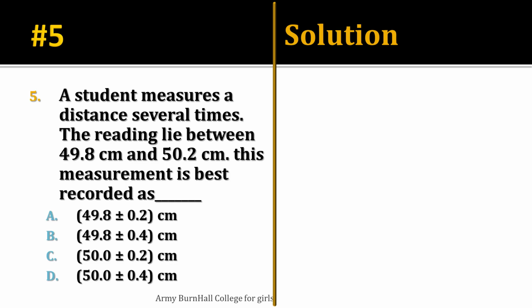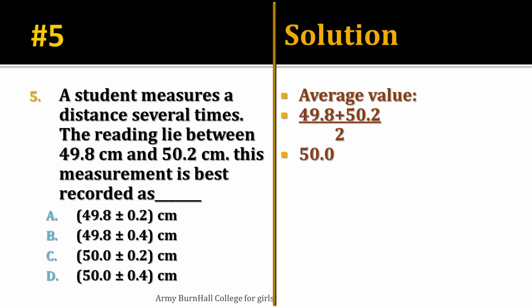First we will calculate the average value and then we will calculate its uncertainty. For the average value we will add these two provided values and divide by 2. We will get 50.0. So over here you can see that option A and option B could not be correct. So only option C or D could be correct, because we have the measurement as 50.0.